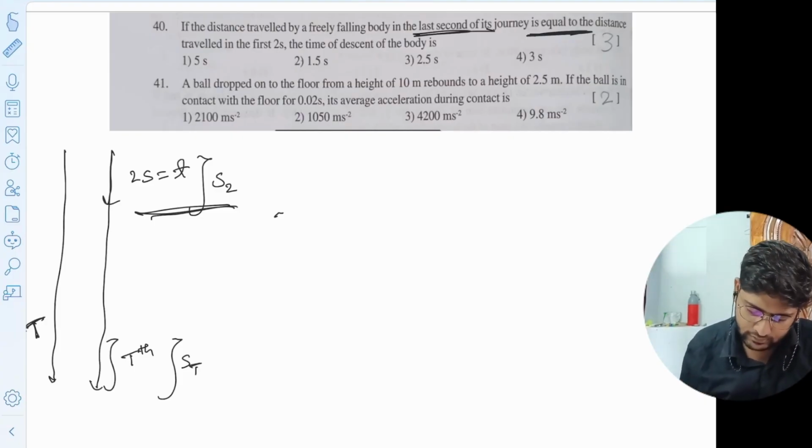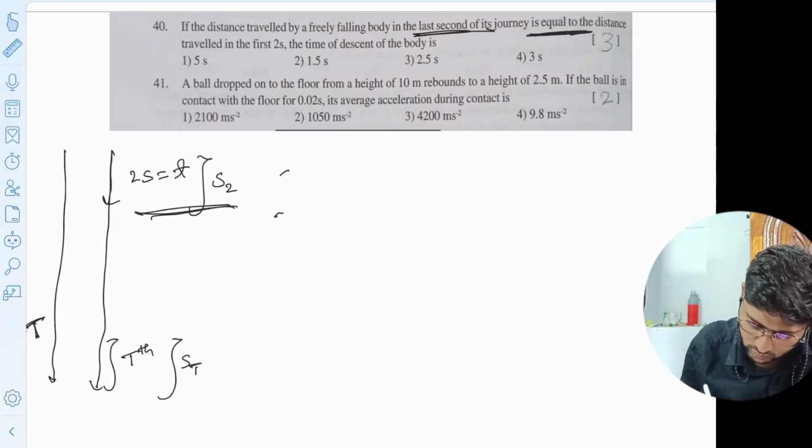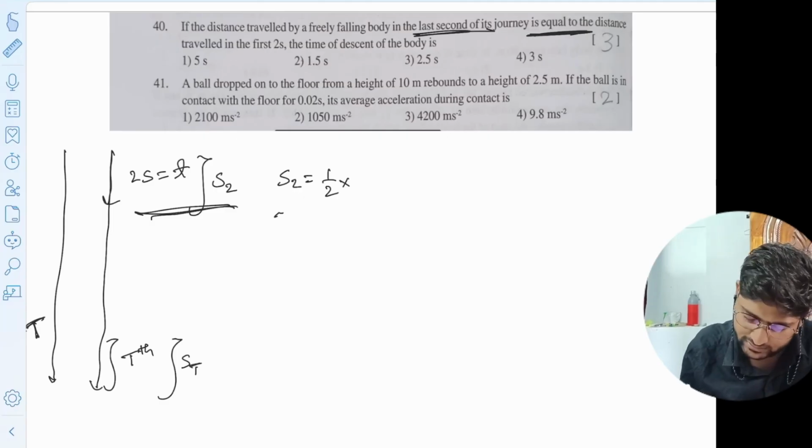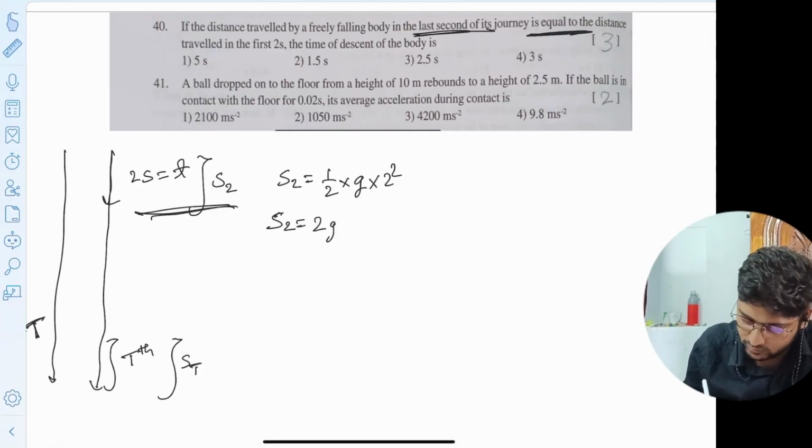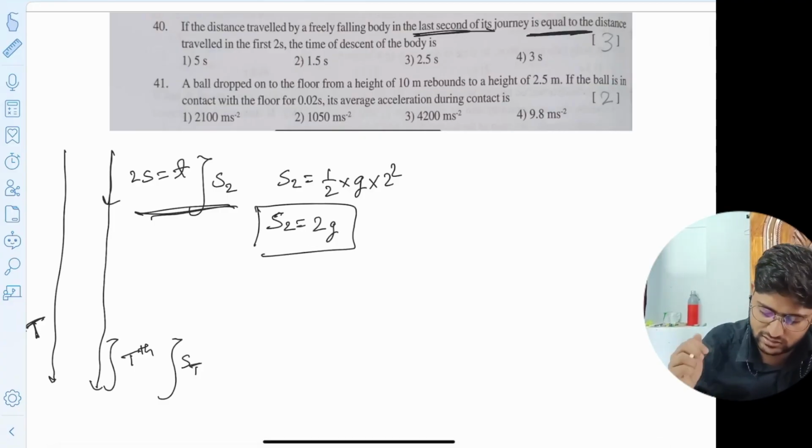So, total distance covered in the starting 2 seconds. So S2 equals what? S2 equals ut plus half at square, ut is 0. So half at square, acceleration g, time 2 seconds. So S2 equals half g into 2 square, that is 4, 4 by 2, 2g. This S2 distance is 2g.